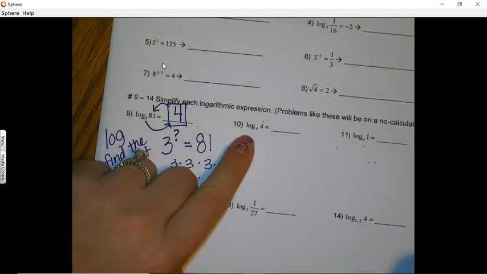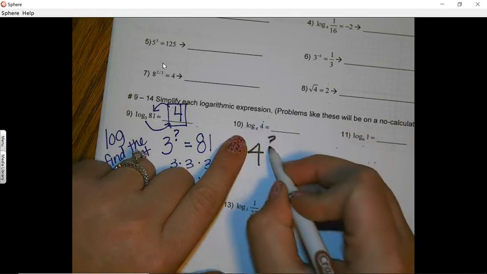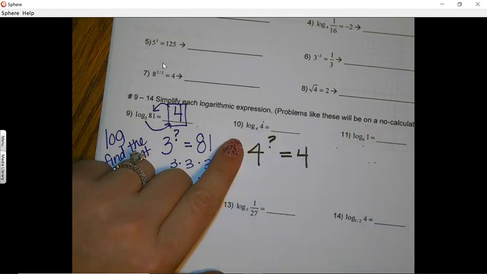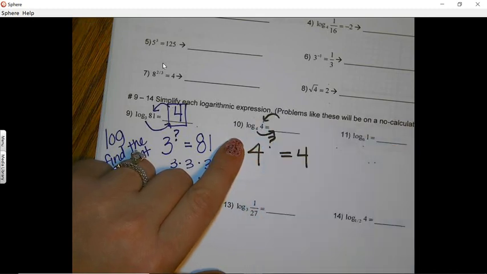Okay, let's take a look at number 10. So this is saying 4 to what power is 4? So 4 to what power would get you 4? And the answer would be 1. You only need one 4 to get 4.